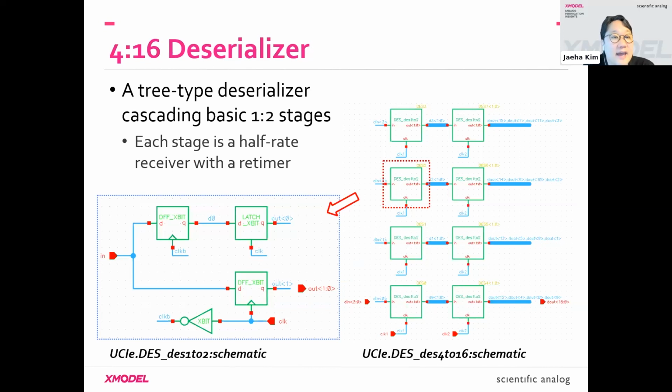The deserializer is again a tree-type deserializer, cascading these 1 to 2 deserializing stages. So each stage is a half-rate receiver. If there's input, you sample it at the rising edge of the clock, and at the falling edge of the clock. And for the one with the earlier phase, you delay so that the output streams are realigned. That's the 1 to 2 deserializer. And by cascading them, you get a higher rate of deserialization.